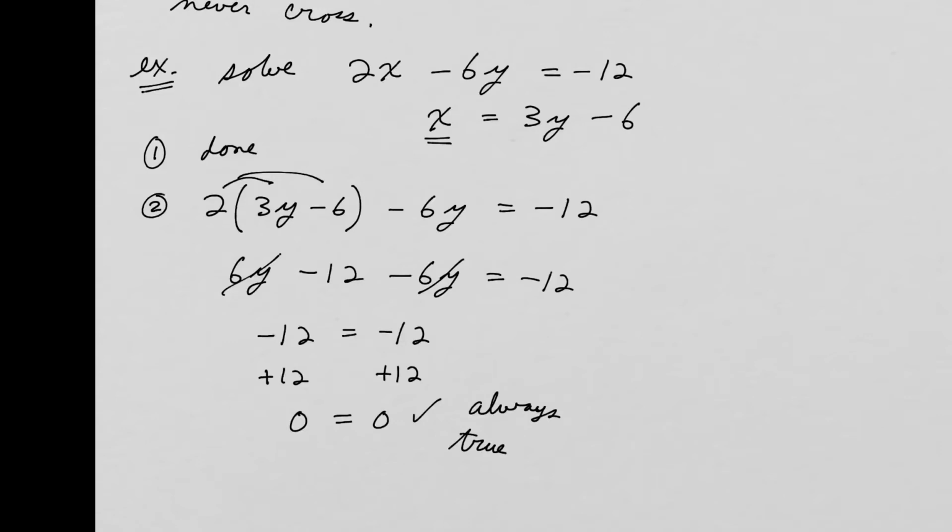So if you ever end up with something that says 0 equals 0 or negative 12 equals negative 12, something that's always true, what does this mean in terms of solutions? It means there's an infinite number of solutions. So what was true about those lines? They were both the same line. They were ultimately the same line.